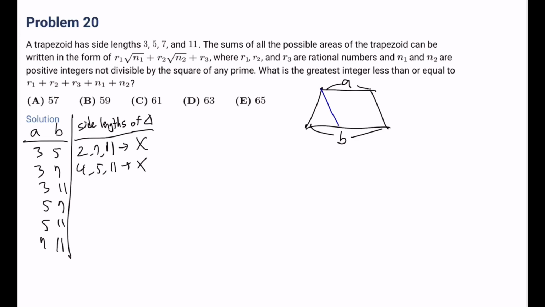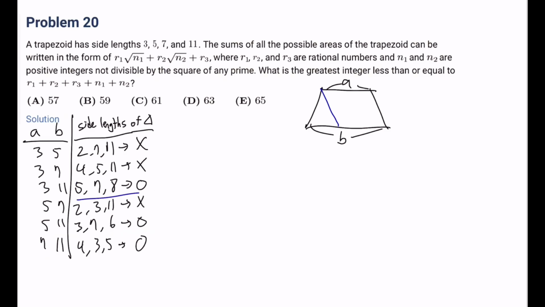3 and 11 is going to be 5, 7, and 8, because 8 is what we get for here. This is going to be possible, because 8 is less than 5 plus 7. Now 5 and 7 is going to be 2, 3, 11, and that's not going to be possible because 11 is greater than 5. And 5 and 11 is going to be 3, 7, and 6. That's also okay because 7 is less than 3 plus 6. And lastly, 7 and 11, we have 4, 3, and 5. This is okay, because 5 is less than 4 plus 3. And so we just have to get the areas for each of these.